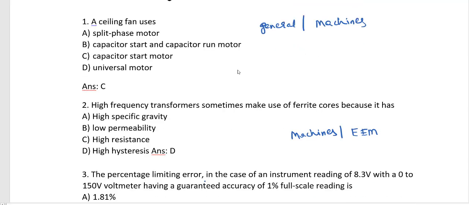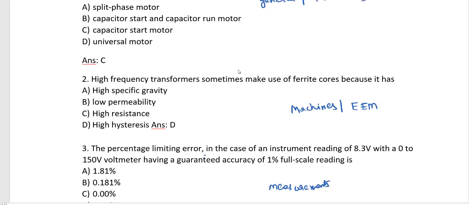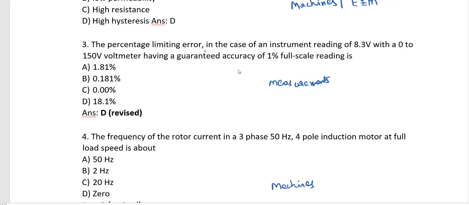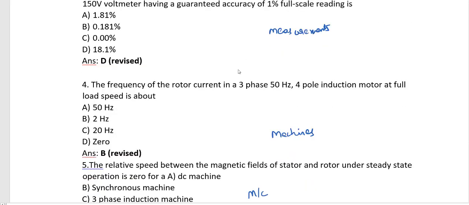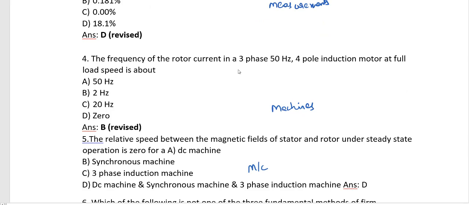Next question, a high frequency transformer sometimes makes use of ferrite cores because it has, option, high hysteresis is the correct answer. So this belongs to machines or electrical engineering materials because it talks about the material used in a high frequency transformer core. Third question, they mentioned error, so this belongs to measurements only. Fourth question, the frequency of the rotor of a three phase machine, so machines. The fifth one is also machines.